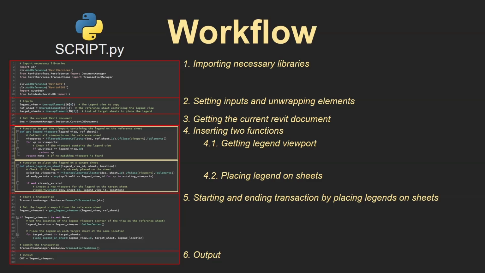And next we need to get the current Revit document from all the available instances, and then we need to actually insert two functions. The first one is to get the legend viewport, and the second one is going to place legend on sheets. And then we are going to start and end our transaction by placing legends on sheets. And eventually we're going to have our output, which is going to retrieve all the copied legends that we want.